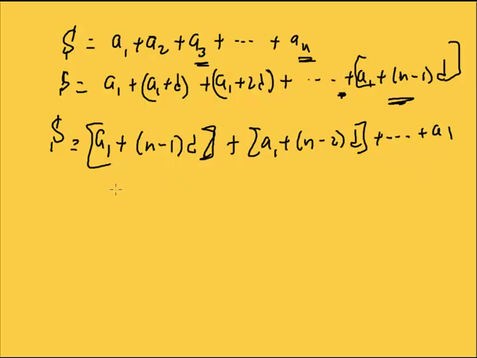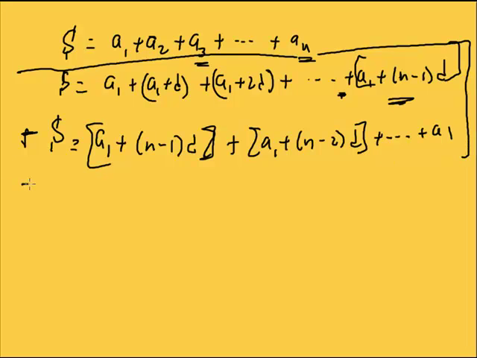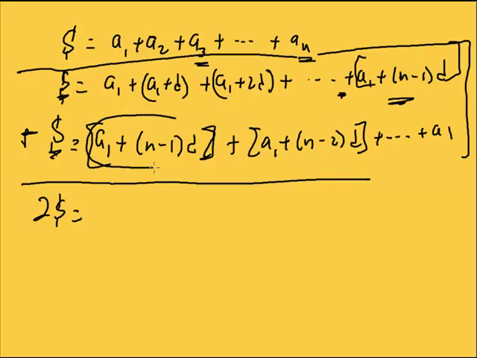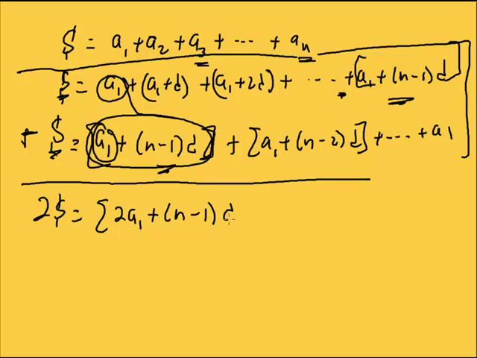Now, if you add these two columns, look what happens. Let's add them together. So s plus s is going to give me 2s. Now, this is the first term here, and that's the first term there. So I'm going to have 2a sub 1 plus n minus 1 difference.